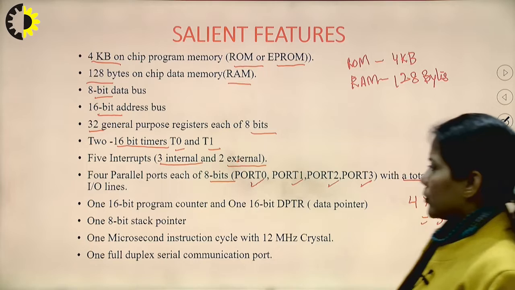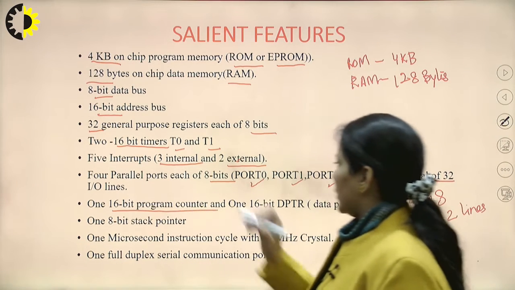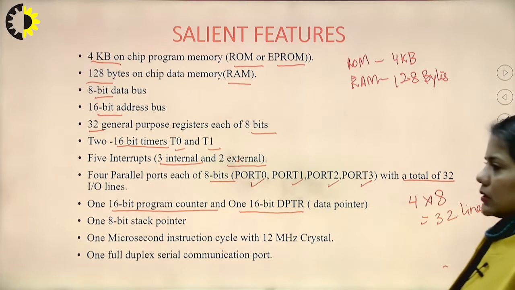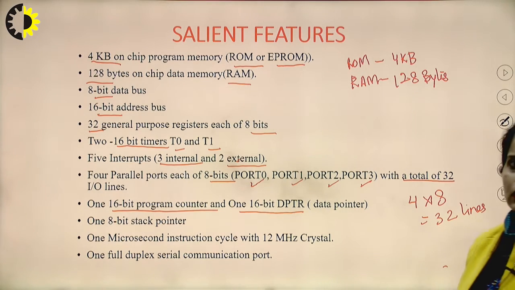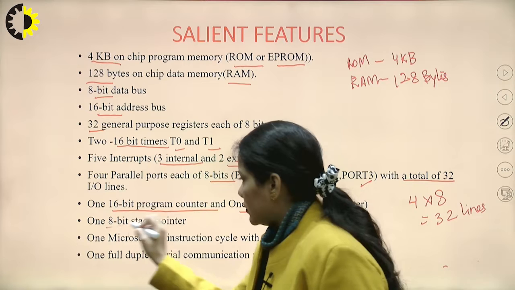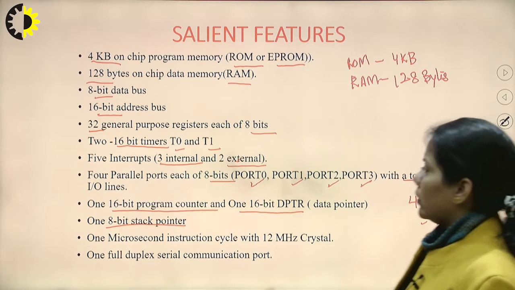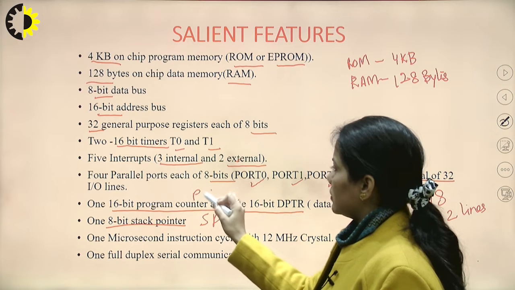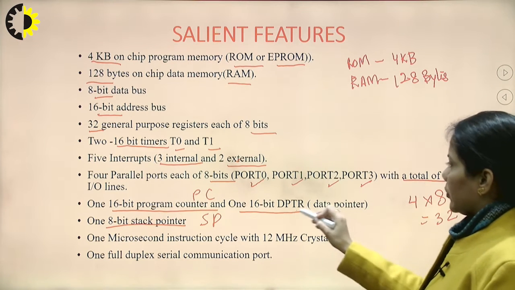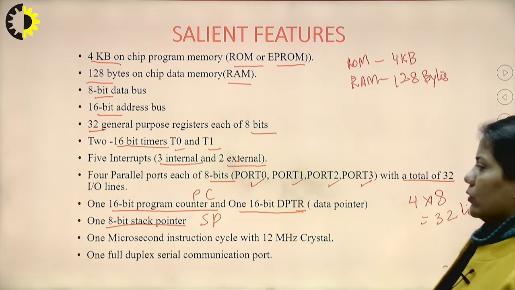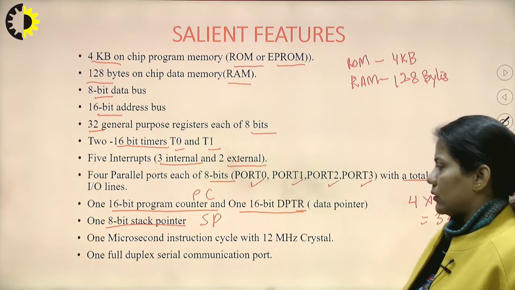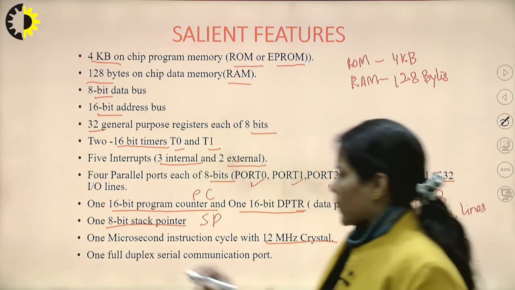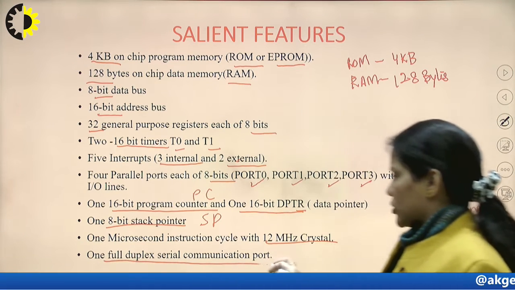One 16-bit program counter and one 16-bit DPTR, that is data pointer. One 8-bit stack pointer, which we call stack pointer. Program counter we call as PC and data pointer by DPTR. 1 microsecond instruction cycle with 12 MHz of crystal frequency. 1 full duplex serial communication port.